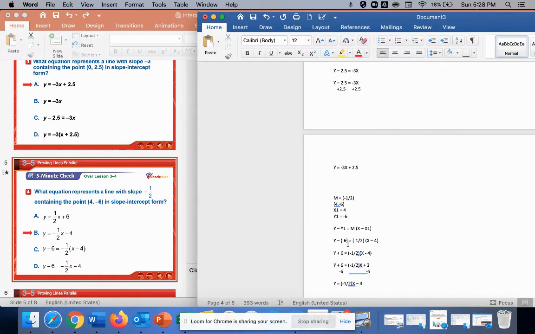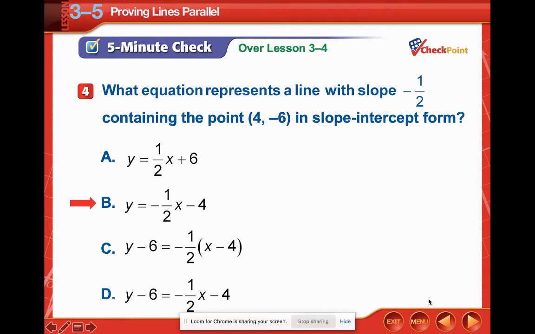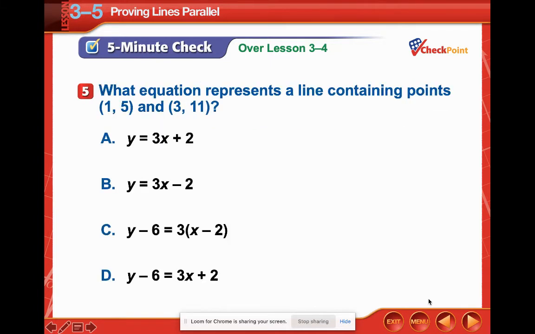All right, and let's jump back into it. What equation represents a line containing points (1, 5) and (3, 11)? I'm going to take about 5-10 seconds to stop speaking. Why don't you guys pause this video and see if you can solve this one on your own.